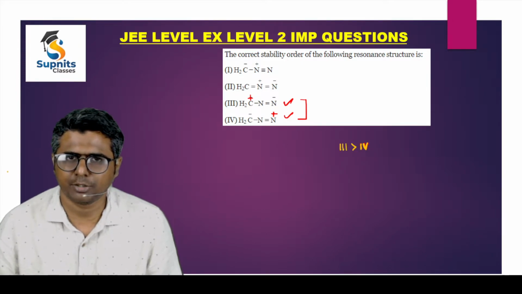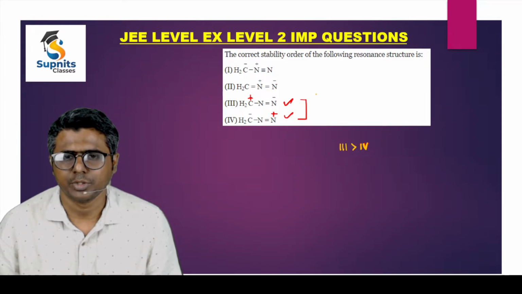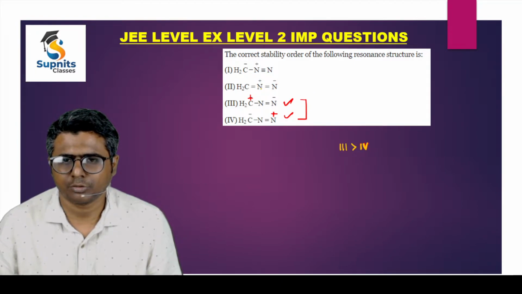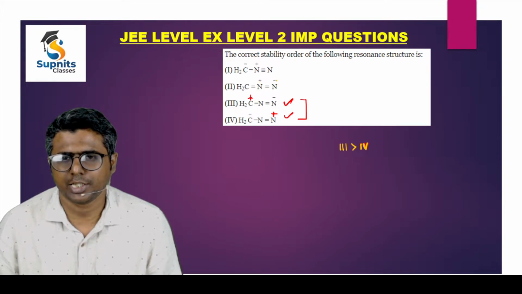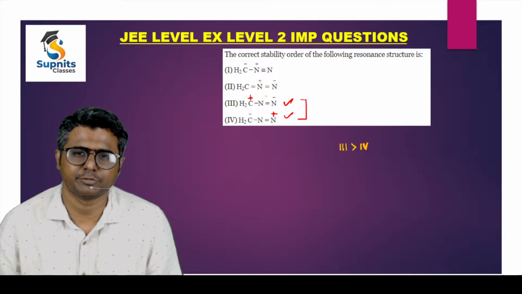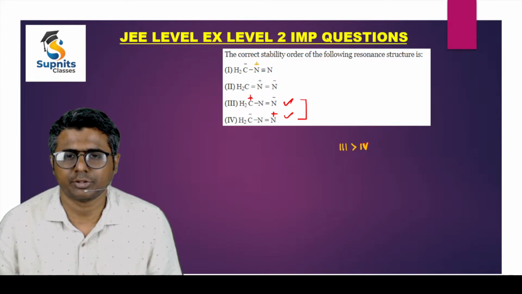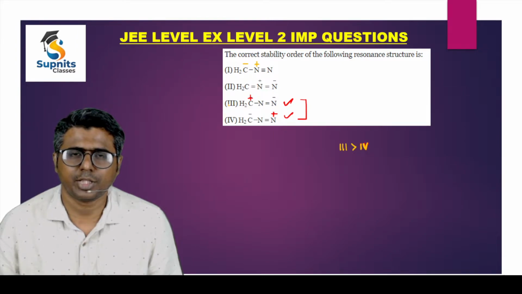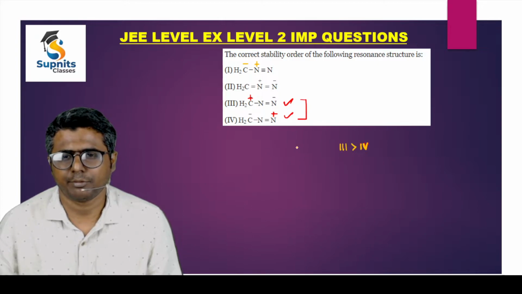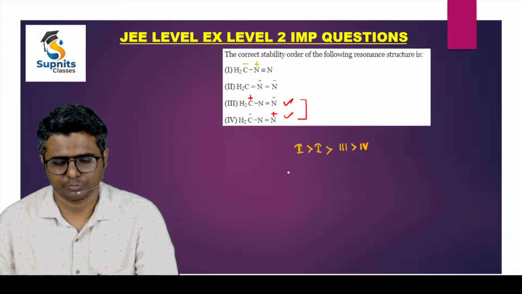After this I'll compare number 1 and number 2. In number 1, on nitrogen there is a positive charge, and on another nitrogen there is a negative charge, but in number 1 the positive charge resides on nitrogen and the negative charge resides on carbon. Carbon having a negative charge is not that stable, so definitely our order will be 2 more stable than 1, more than 3, more than 4.